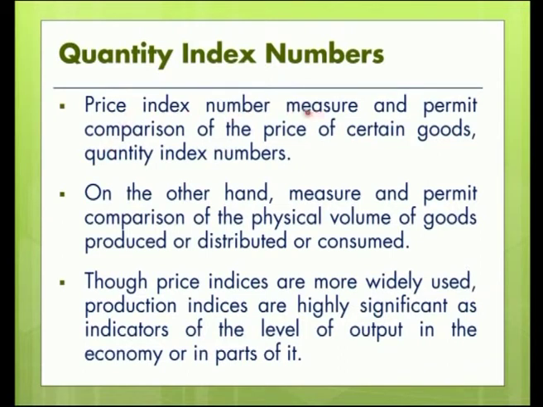Price index numbers measure and permit the comparison of the prices of certain goods, and quantity index numbers, on the other hand, measure and permit comparison of the physical volume of goods produced, distributed or consumed. Though price indices are more widely used, production indices are highly significant as indicators of the level of output in the economy and in parts of it.